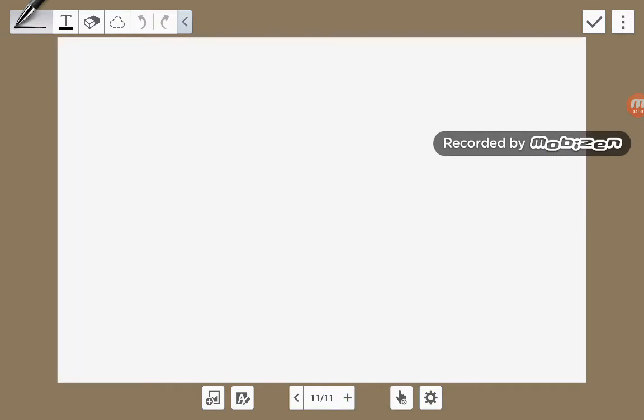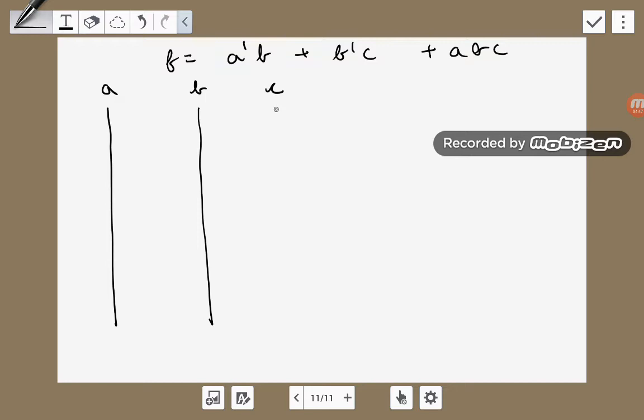Let's take a few more examples now. I have another system here. It's F equals A naught B, plus B naught C, plus ABC. Okay, let's start with it. How many variables are there? There's A, there's B, there's C. We'll deal with the NOT later, but first simply write down A, B, C and make three lines representing three wires from here.